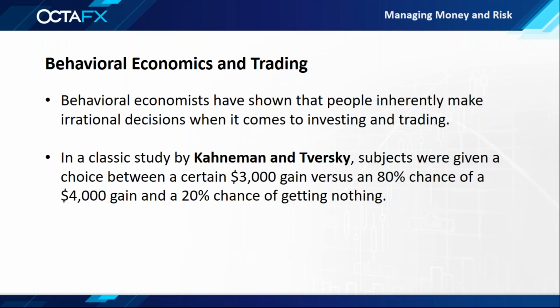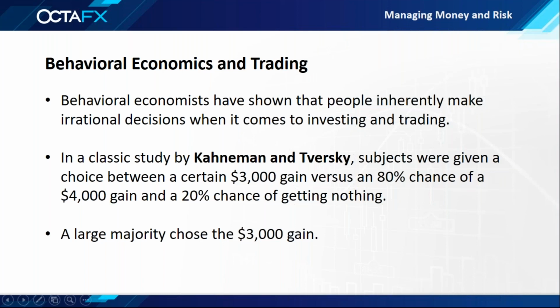So what would you do in that situation? I would probably choose the certain $3,000 against the 80% chance of $4,000 and 20% chance of getting nothing. So it's a binary choice. A large majority chose the $3,000 gain. No great surprise there.